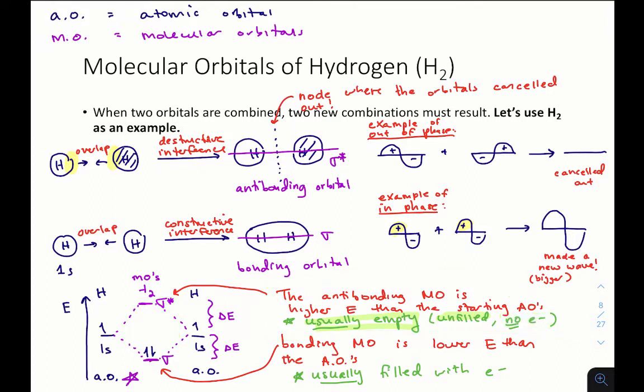I would like to stress the use of the word "usually" in these statements. This is usually the case. Usually bonding orbitals are filled and antibonding orbitals are empty. However, this is not always the case, as you will see as we progress this semester.